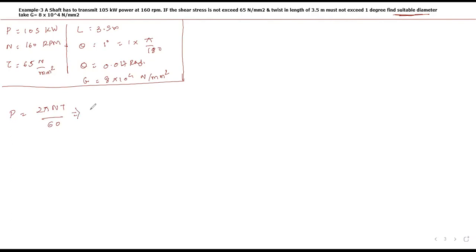P is equal to 105 into 10 raised to 3. That should be equal to 2 pi, N is given as 160, T divided by 60. We need to calculate shear strength T. Tell me what is the value of T.